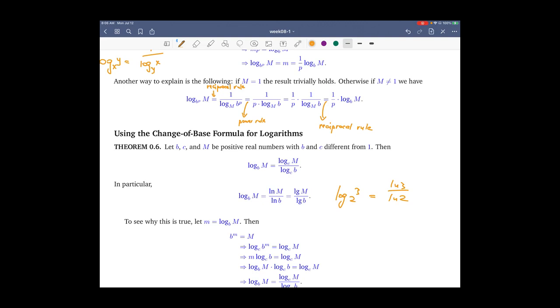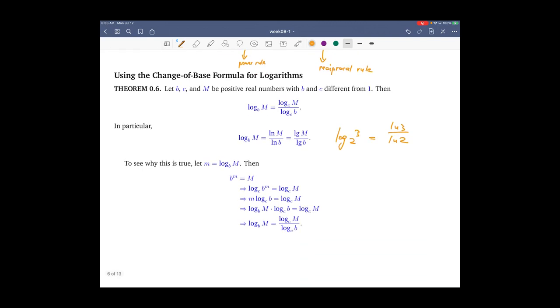So how does this rule follow? As always, denote the left-hand side by lowercase m. So it means b to the power lowercase m is capital M. Now take log of both sides base C, where C is any positive different from 1. On the right, we get log M base C. On the left, we get log base C of b to the power m.